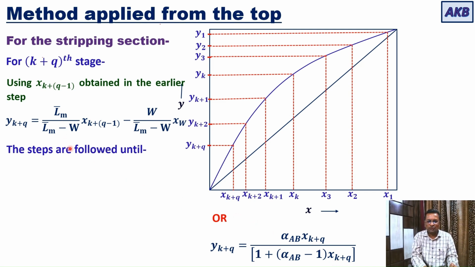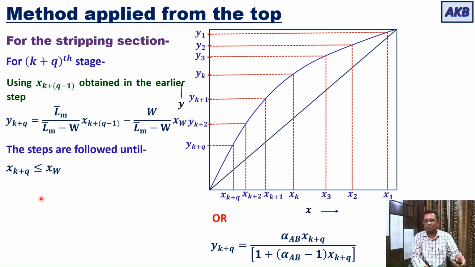So you are going to follow these steps till x(k+q) becomes less than xW for the first time. As you are proceeding, you are getting lower values for x, and a stage will be reached when you get a value of x which is less than xW. That means you have arrived at the reboiler, where the composition is xW, and now your method will stop because you have arrived at the bottom of the column.